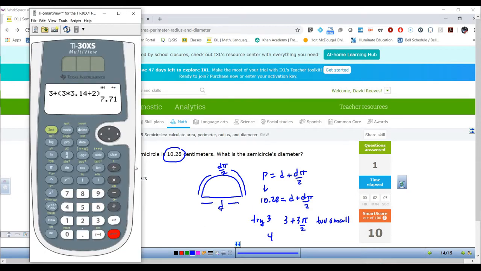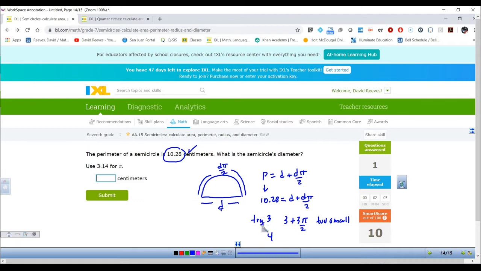All right, so let's go back up here and do this again. So now we're going to do 4 plus, and then I'm going to put those parentheses again. I'm going to do 4 times, again, I'm going to use 3.14 for pi, but then I have to divide that by 2 because I only have half of the circle. So again, this is the formula that we found in the last video. And when I put that in, I get 10.28. There it is.